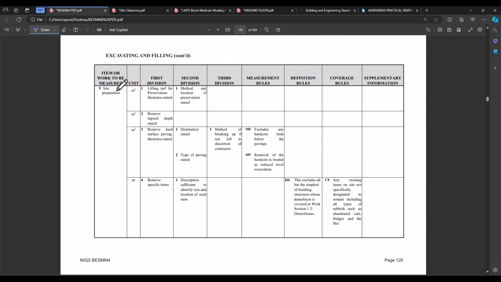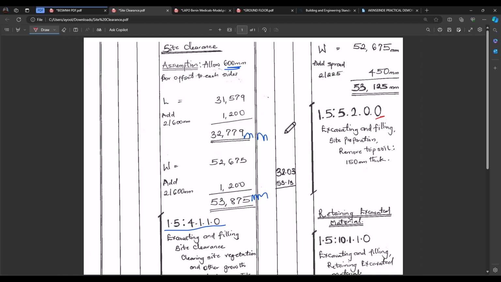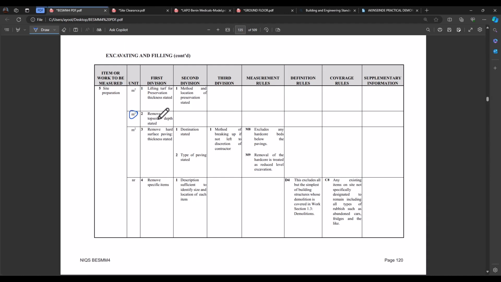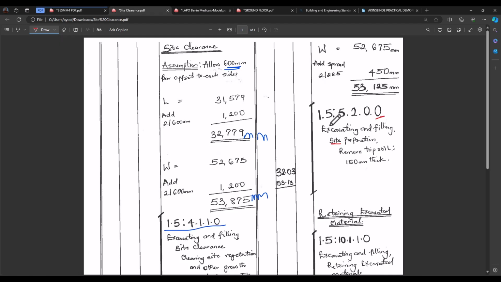So we come here, site preparation. We have topsoil excavation under site preparation and it is measured in meters squared. So we come to our coding. We have 1.5, excavating and filling. 5, we have site preparation done. 2, we have remove topsoil. Then you state the depth. The second and third divisions, we have nothing there, so they are going to be 0, 0. So our coding is going to be 1.5.5.2.00. So: excavating and filling, site preparation, remove topsoil, and this is the thickness of our topsoil. That's 150 mm, so we are going 150 mm deep.